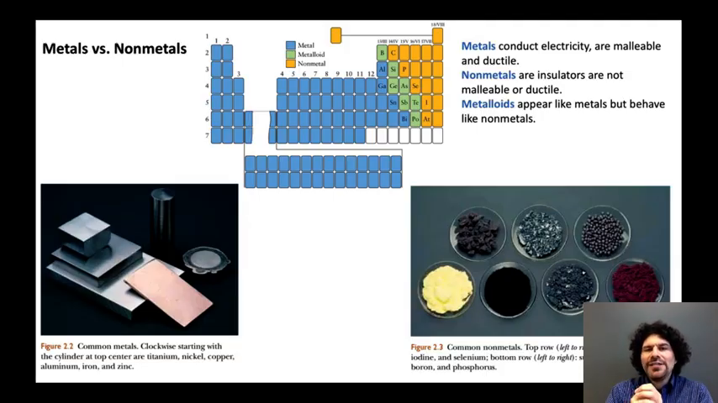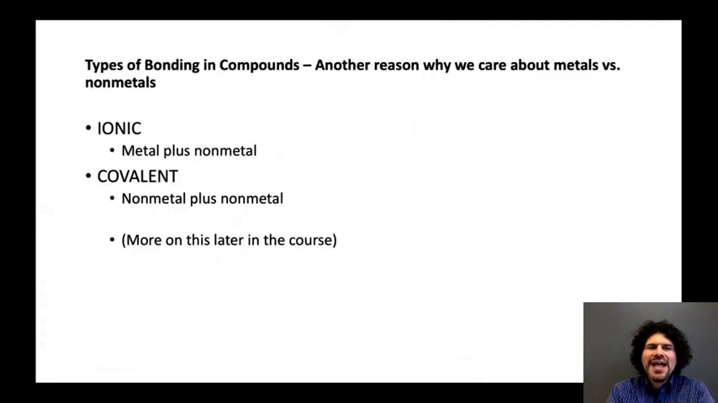And then metalloids, again the elements in green, physically appear to look like metals, but in terms of their properties, they actually behave like nonmetals. Okay, and then there's one more important reason why we care about metals and nonmetals.